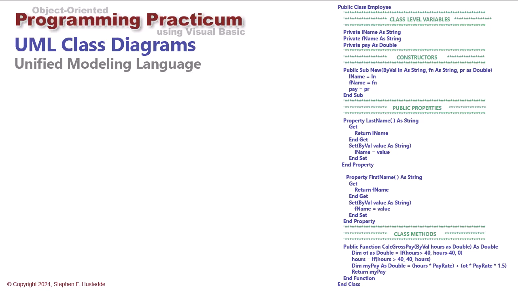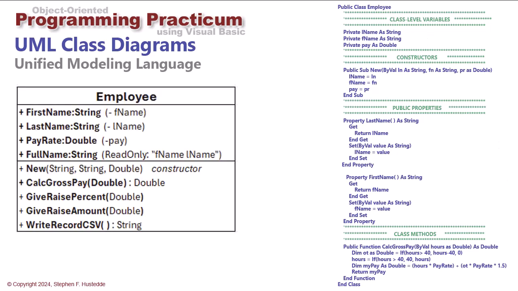UML stands for Unified Modeling Language. The UML class diagram is just a simple little grid with three sections. The first section is the name of the class. In this case, employee is the name of our class. Then we have the properties.